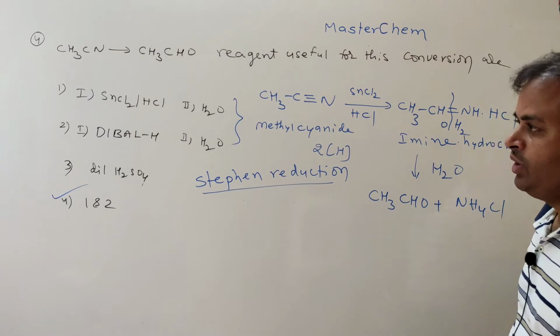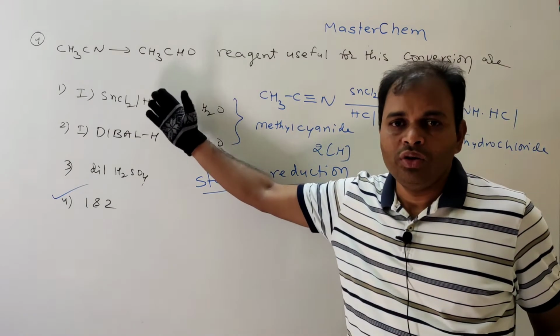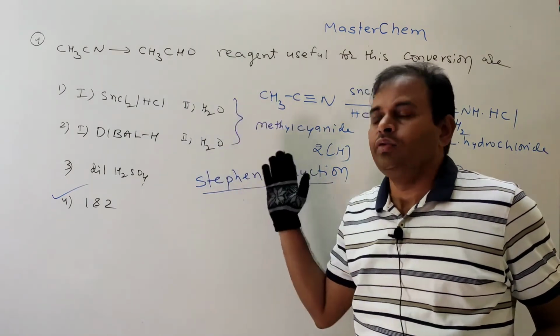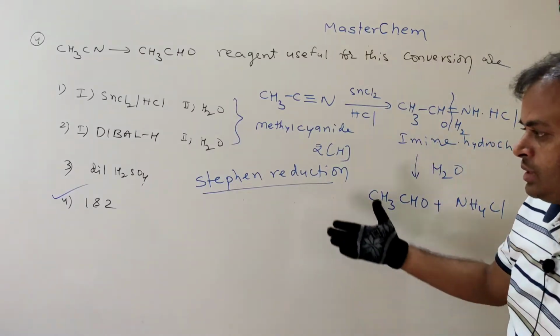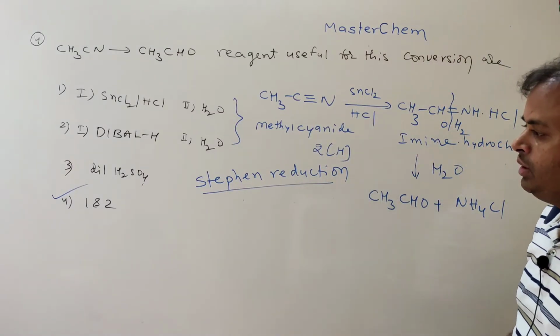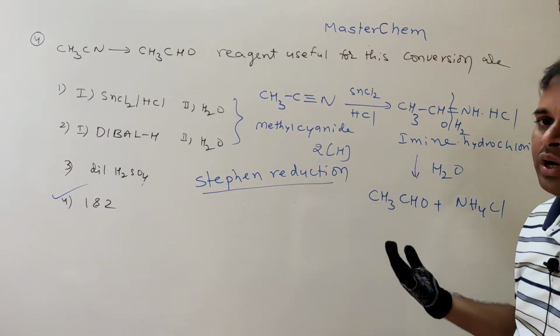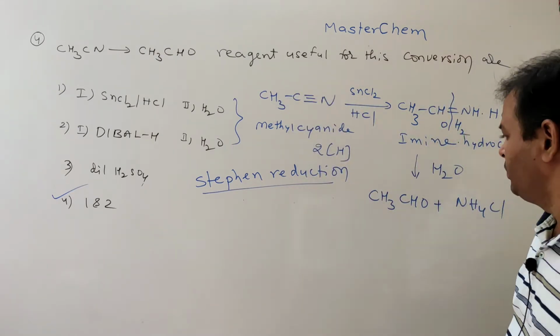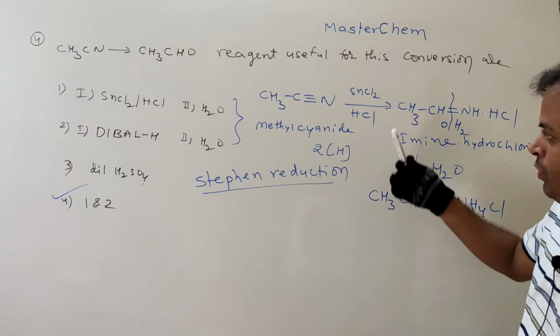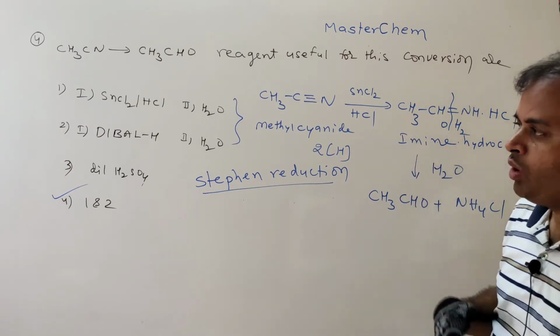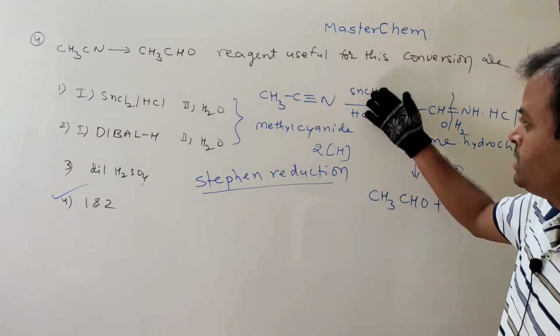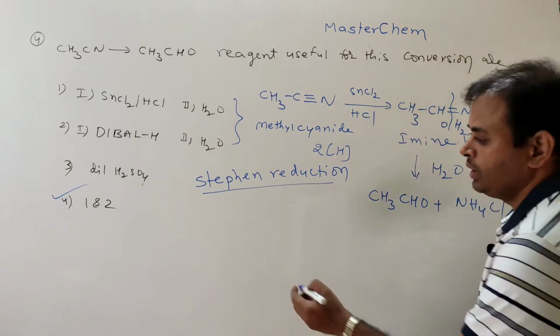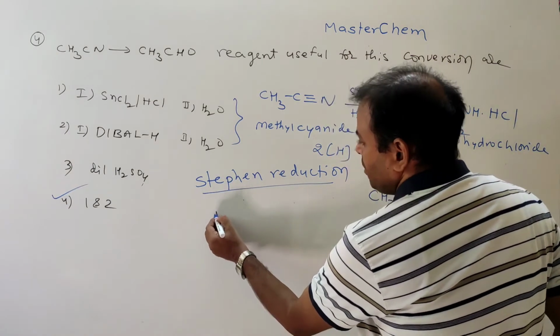Okay, so what is the Stephen reduction reagent? SnCl2, HCl, followed by hydrolysis. That reduction reaction is called Stephen reduction. As a whole, what happened? Alkyl cyanides convert into aldehydes. Now for the same conversion, we have one more option, in place of SnCl2 HCl, here we can use DIBAL-H.